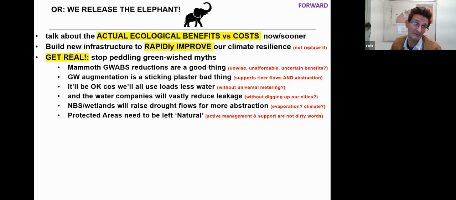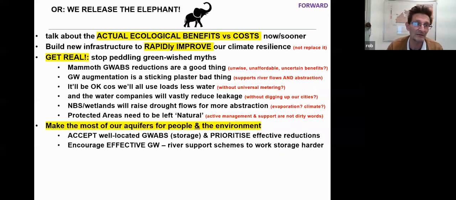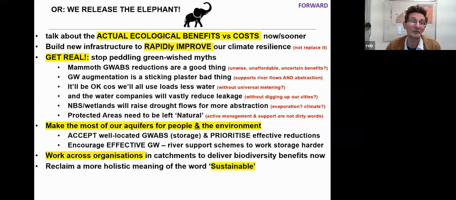And protected areas need to be left natural. I think we have to actively manage them to deliver the benefits. So generally make the most of our aquifers for people and the environment, and work across organisations to actually deliver stuff if we can now. And really, I think a lot of this is about reclaiming a more holistic meaning of the word sustainable.